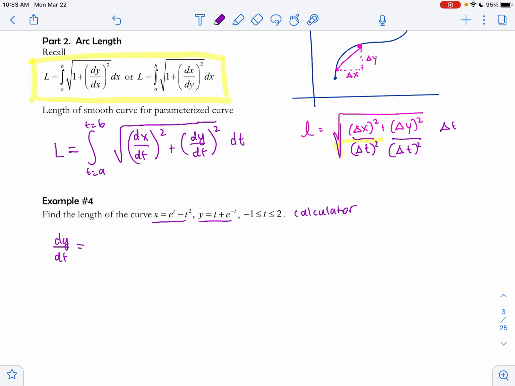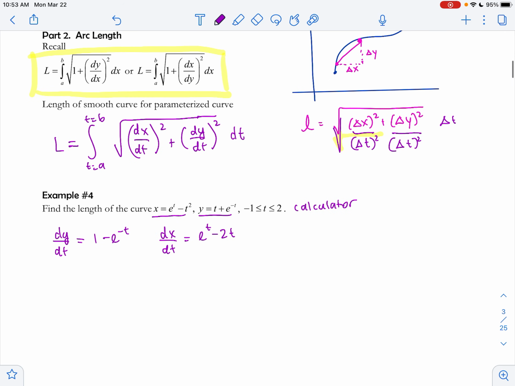So dy/dt is 1, and then positive e to the negative t is the derivative. Chain rule on that is going to make it negative because we're multiplying by -1. dx/dt is equal to e to the t minus 2t. And then what we're going to do is plug it into the equation where our interval is from -1 to 2. The square root of, don't forget to square your expressions, e to the t minus 2t, dx/dt, squared, plus 1 minus e to the negative t, squared, dt.